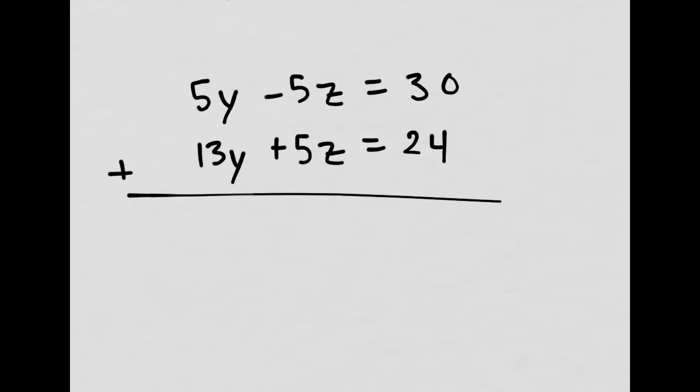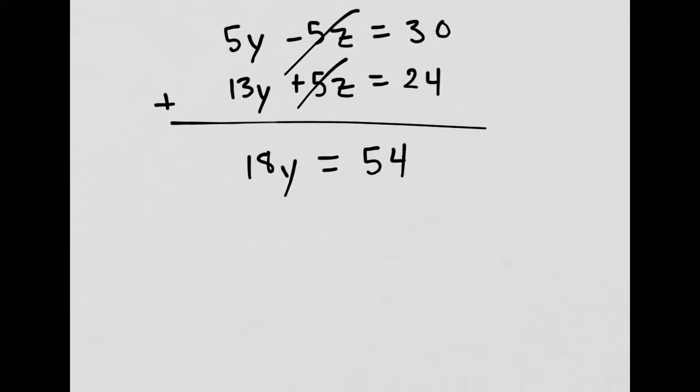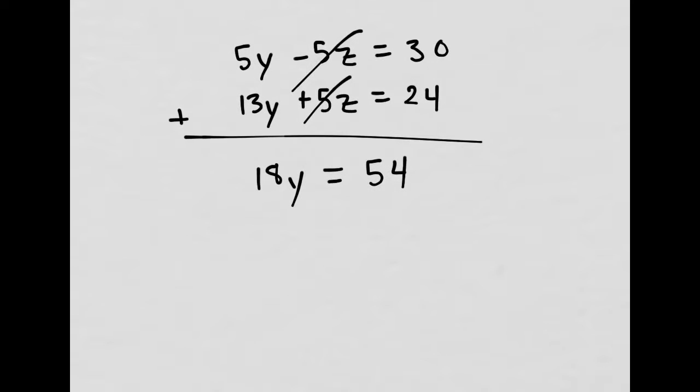Now I can add these together and eliminate the z's. So 13, 14, 15, 16, 17, 18y equals, what is that, 54? Oh, we had this division before in one of our other problems. So then I'll divide both sides by 18. And I get y equals 3, I think. I'm going to double check, though.